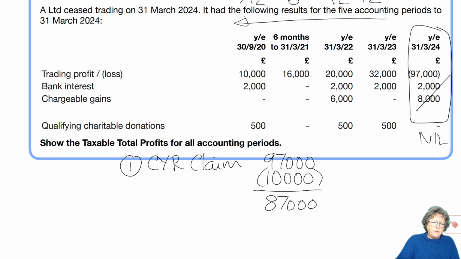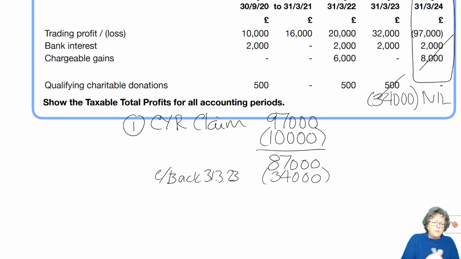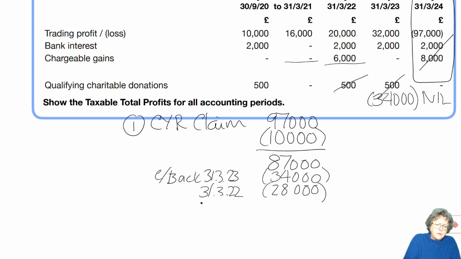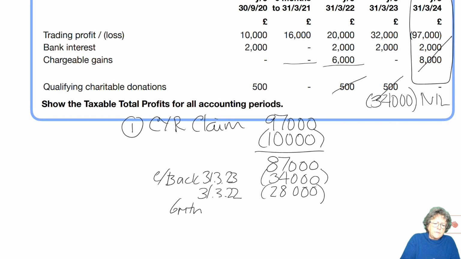Now we can carry back 3 years, so we can do a carry back to the 31st of the 3rd 23. Obviously we're going to lose that, so that would be 34,000. That needs to come off there. Then we could carry back to the 31st of the 3rd 22. That would be wasted. So what have we got there? 28. And we can carry back here. So we've got 16. It's a 6-month period, 6 months to 31st of the 3rd 21, and that's 16.